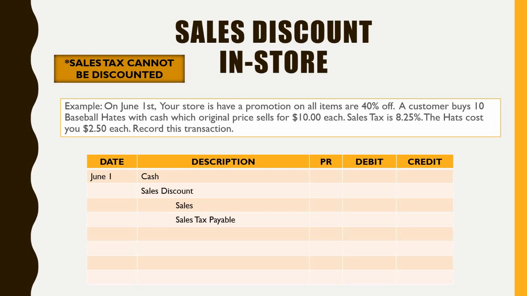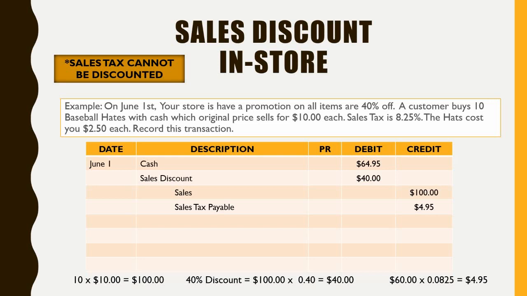Is 100. Correct. And then my tax is going to be? The 4.95. Yes. So that is exactly how it's supposed to be. With the cash, it's supposed to be $64.95 because that's how much you're receiving from the customer, right? You're only getting what is discounted, all right? You're not going to include the $40, right? You're going to charge the tax after it's been discounted, all right?